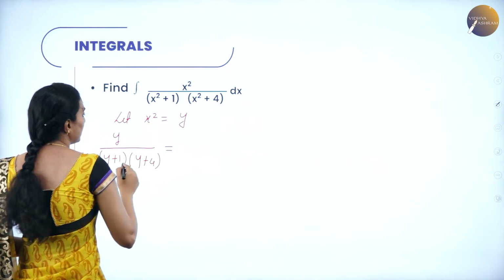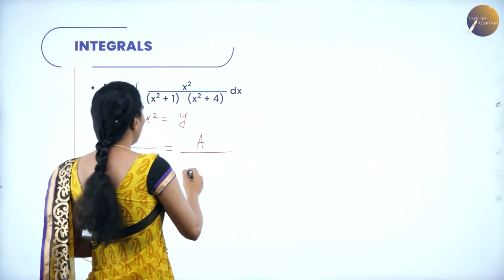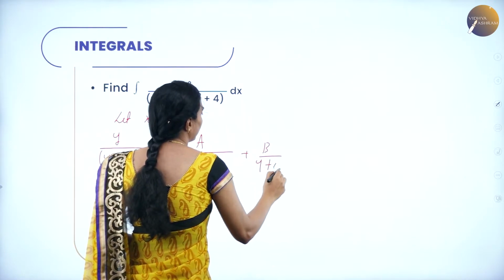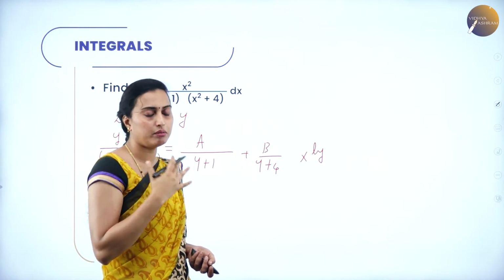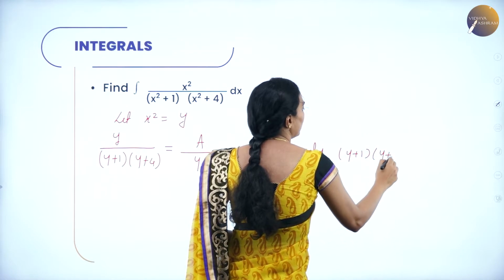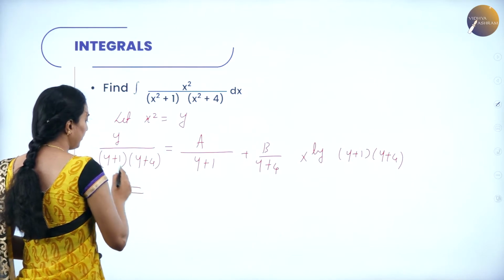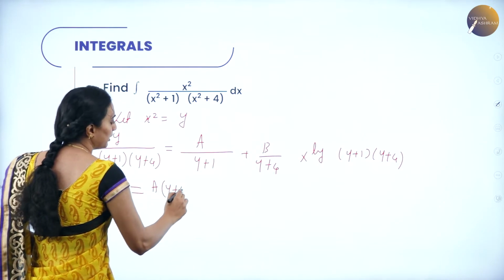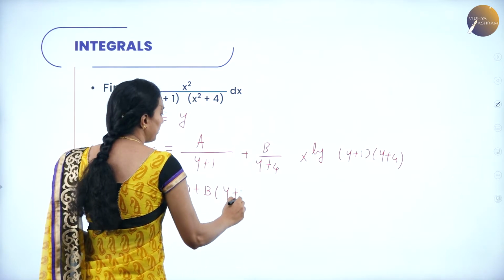Now, you can write this one, which is in the form of ax plus b divided by a into x plus b, as a divided by y plus 1 plus b divided by y plus 4. At last, let us substitute that y is nothing but x squared. So multiply throughout by y plus 1 into y plus 4. What happens to this equation? y will remain on the left hand side, the denominators will get cancelled. Now y plus 1 will get cancelled, y plus 4 is multiplied with a, plus b, you are going to cancel with y plus 4, y plus 1 will be multiplied.